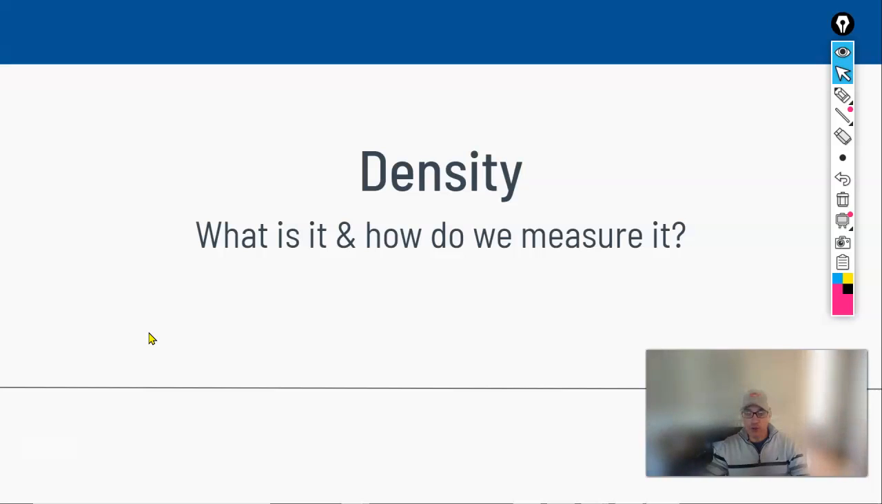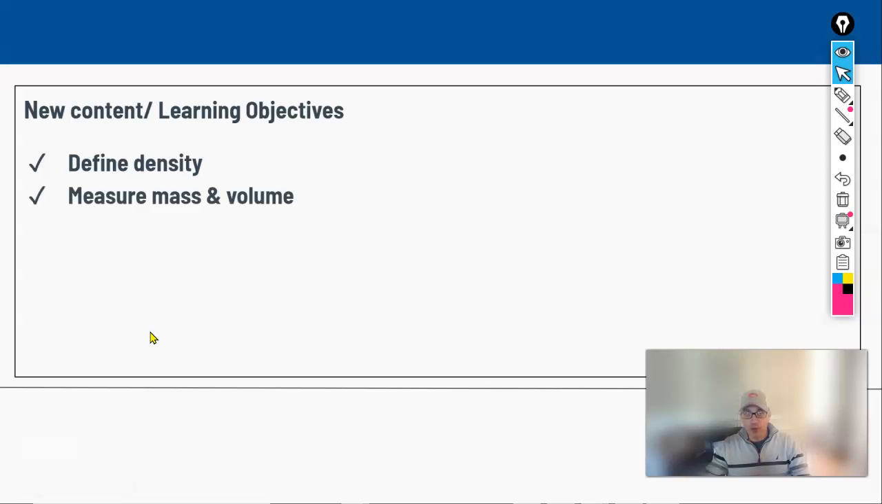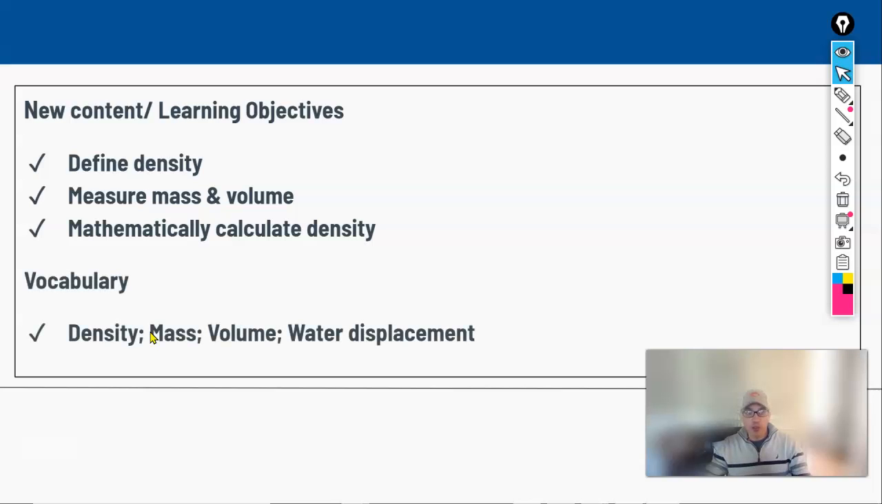So again, encourage you to write down notes, take the information as needed. In particular, let's make sure that we are writing down some things so that we can define density. We want to make sure that we know how to measure mass and volume and define each of those. We should already know that. And mathematically calculate density, which is probably our biggest goal that we'll end up being assessed with in this unit. Some of our vocabulary, again, make sure you get these written down: density, mass, volume, and water displacement.